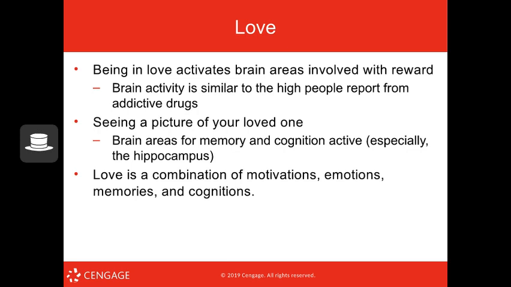When we see a picture of our loved ones, it's going to trigger our hippocampus and other areas of our brain responsible for memory. And love as a feeling is a combination of motivations, our drives and things that we want, emotions, our memories, and cognitions.